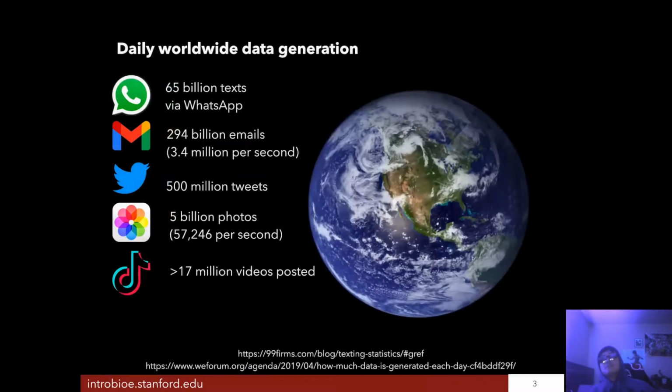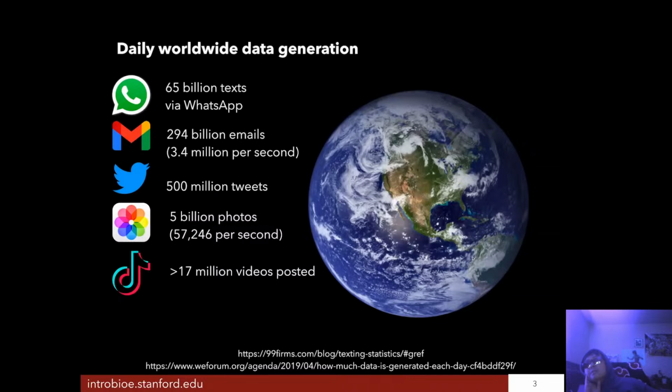Globally, it's estimated that we send about 65 billion texts via WhatsApp every day. And that's just one messaging service, so the true number of texts sent each day is probably much, much higher than that. We send about 300 billion emails every day, which is the equivalent of 3.4 million emails getting sent every second of every day. There are about 5 billion photos taken every day and more than 17 million videos posted to TikTok every day.